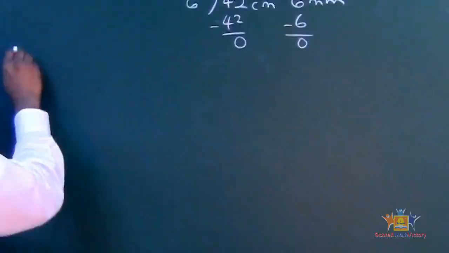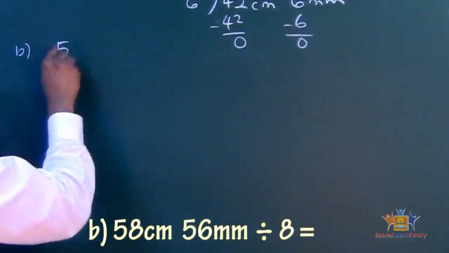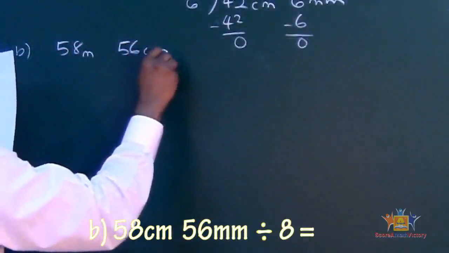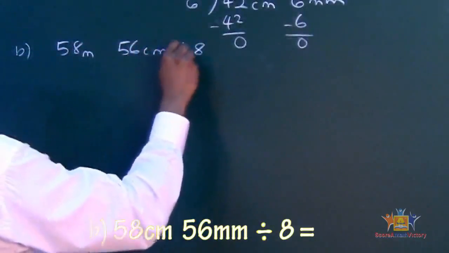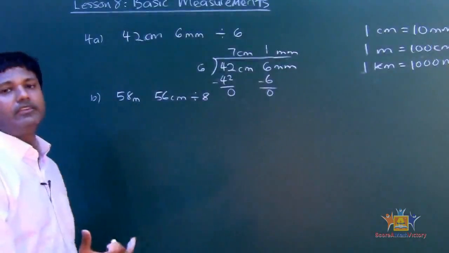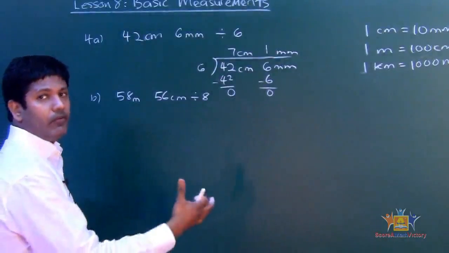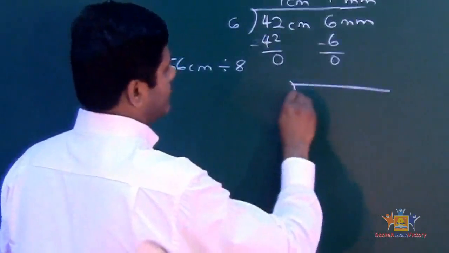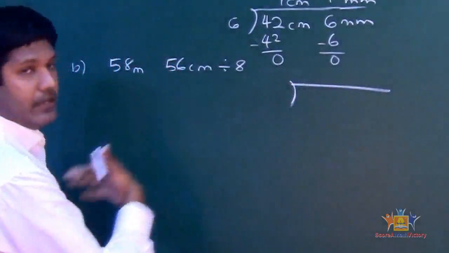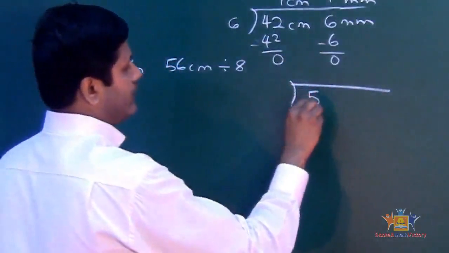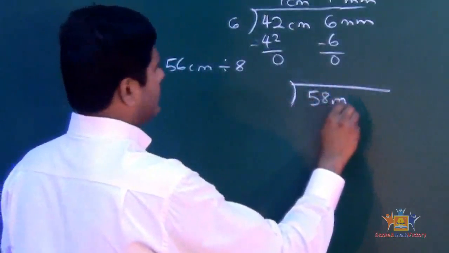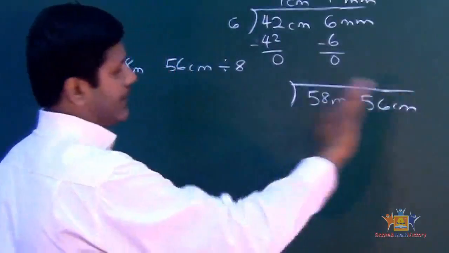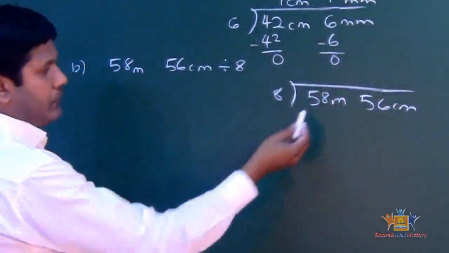The B. So B, you're given 58 meters, 56 centimeters divided by 8. Again, we're going to use the long division method and we're going to set it up in the form of the cage approach as a way to guide us to set it up. So this is kind of into Mr. Mac. I'm going to put inside 58 meters, 56 centimeters. Alright, and 8 is kind of out. I'm going to put outside.